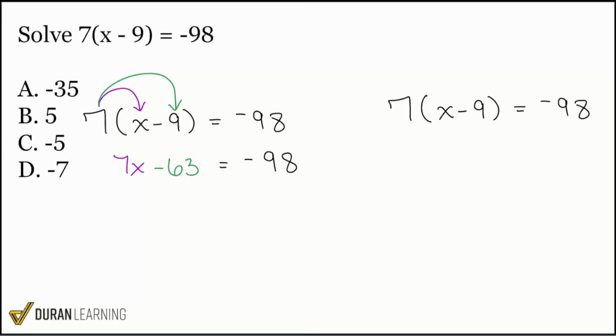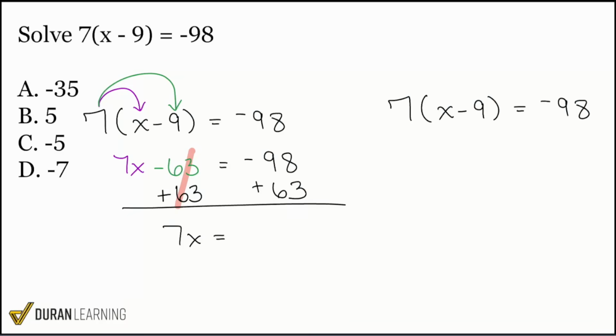Let's add 63 to both sides. Right there and there. And you'll notice that it'll cancel on the left as expected. And on the right side, we have negative 98 plus 63. This is where, when you have opposite signs combining, you just subtract the numbers and keep the sign of the bigger number.